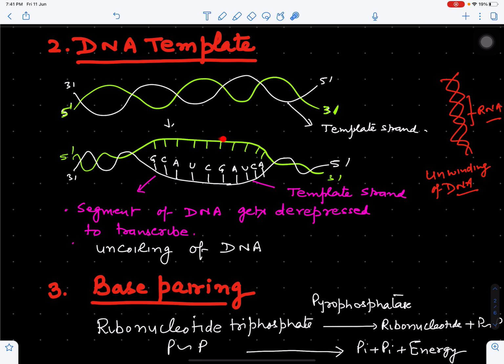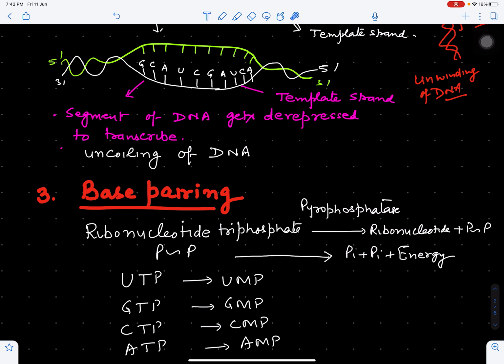Now, when it has unwound, say any kind of bases may be present, such as G, C, A, T, C, G, A, T, C, A. Opposite to them, ribonucleotides will be added, because they have first been activated, meaning two phosphoric acids have been added. When base pairing starts, opposite to G, C will be there; opposite to C, G will be there; opposite to T, A will be there; opposite to A, U will be there. T is not present in RNA, so U will be produced.